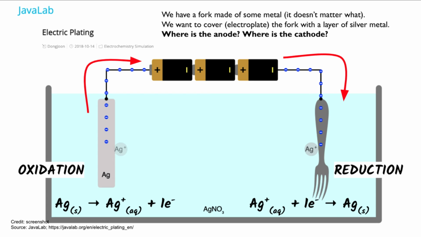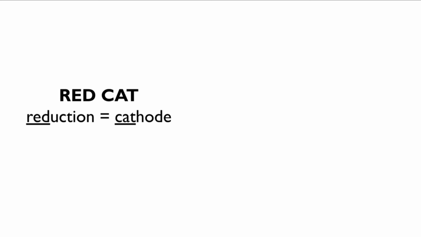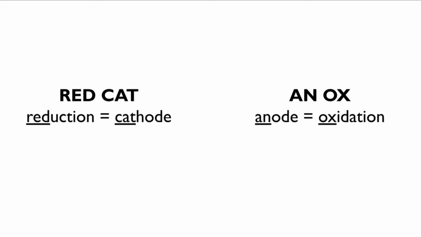Final question to think about, where is the anode in this setup, and where is the cathode? As a reminder, you can also use a handy memory trick for this one. Red cat, reduction happens at the cathode always, and an ox, the anode is where oxidation happens. So remember, red cat and an ox.